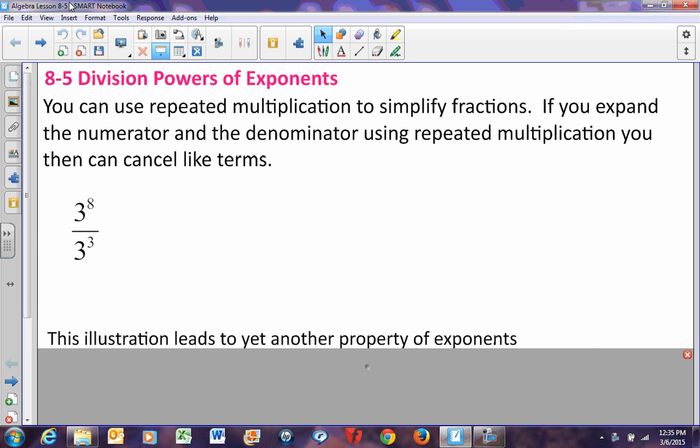This is Algebra Lesson 8-5, Division Powers of Exponents. You can use repeated multiplication to simplify fractions. If you expand the numerator and the denominator, if it's using repeated multiplication, you can then cancel like terms.